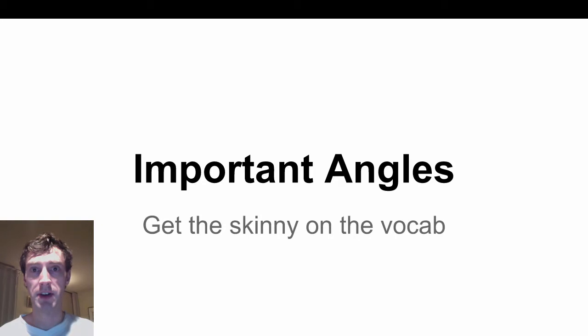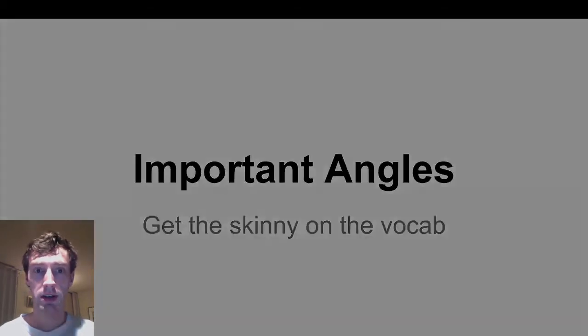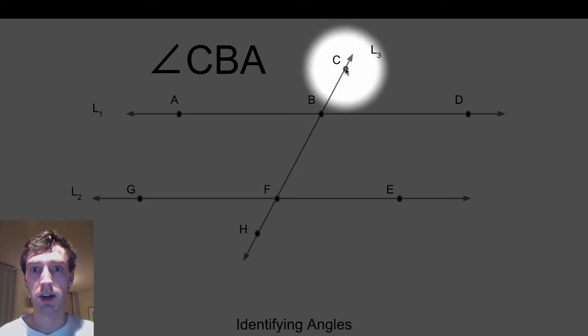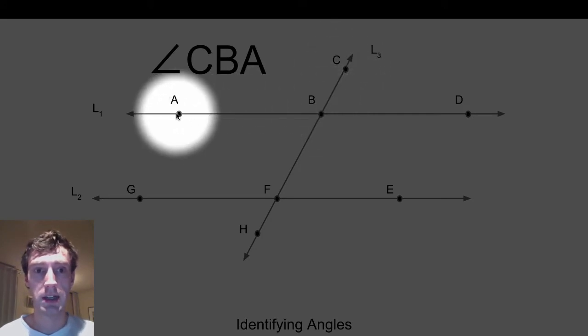Alright, this is just a refresher for some of the important concepts for angles. The first thing to know how to do is how to identify angles. We've got points on lines, and those points are used to identify angles. So we always give the points to identify the angle, and the middle point is always the vertex of the angle. So it's sort of like connect the dots. So if I'm talking about angle CBA, I go from C to B to A.